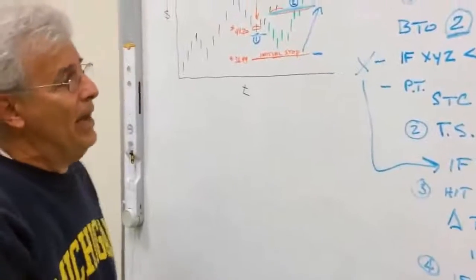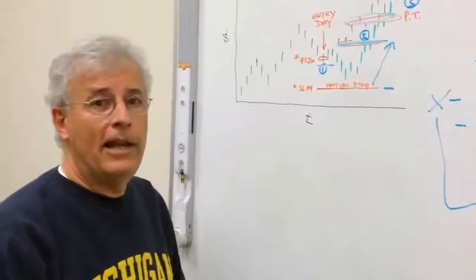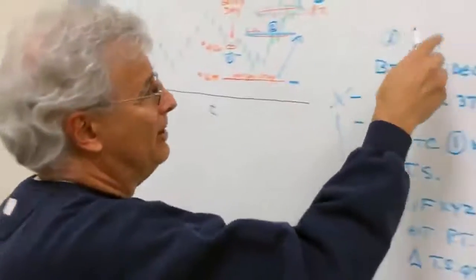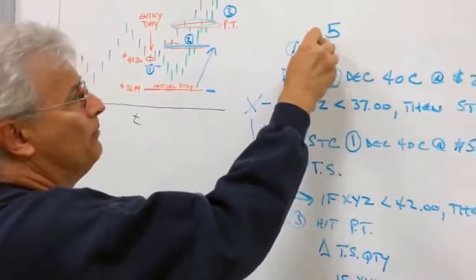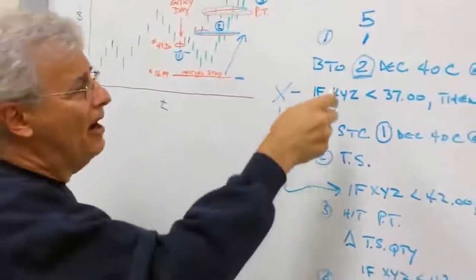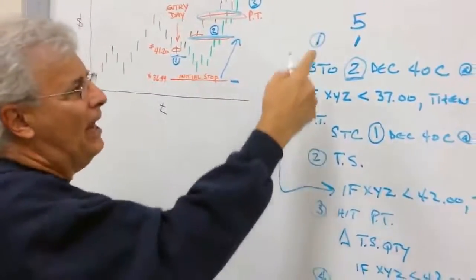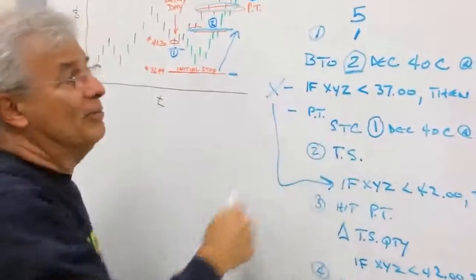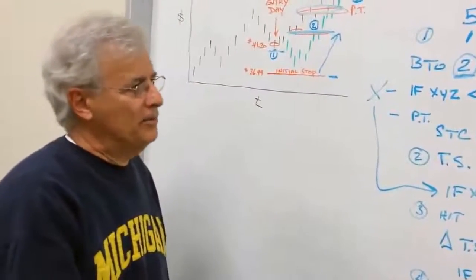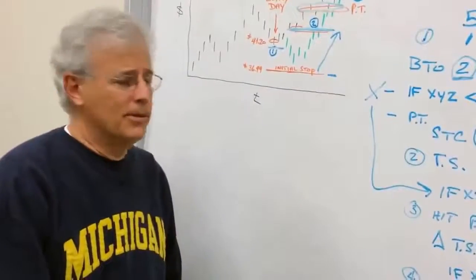So this is how you manage your trade. This is how you sell half position. If you had an odd multiple, let's say you were trading 5 contracts, I like to take off more than half. I would take off 3 at the profit target and let 2 run. But that's more of a matter of personal preference.